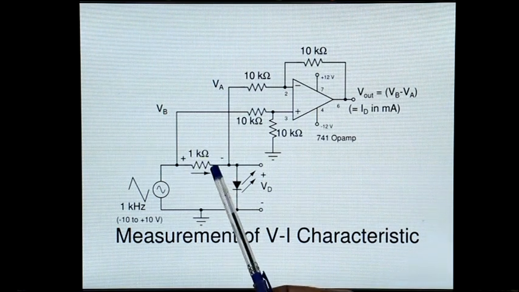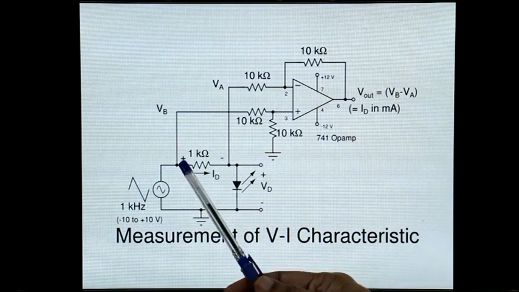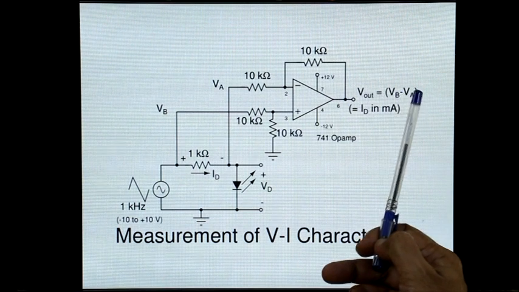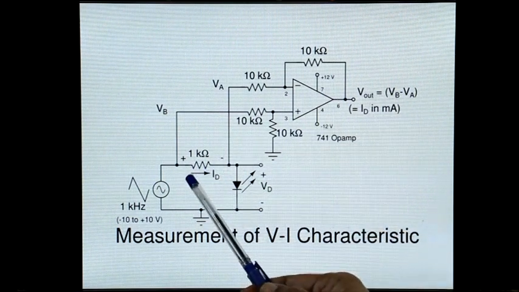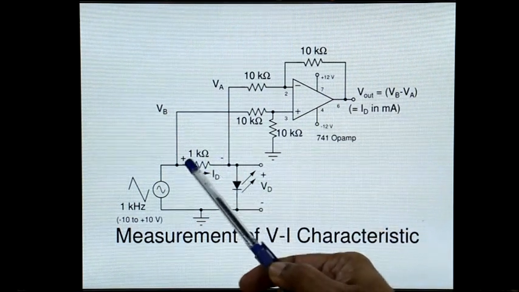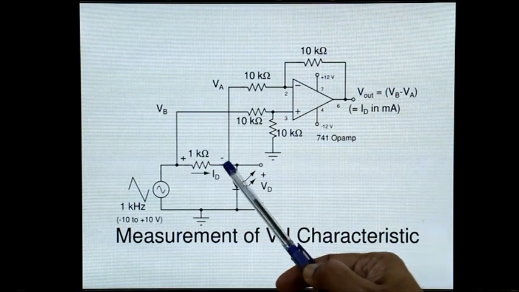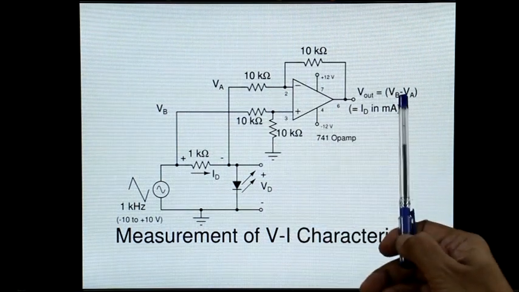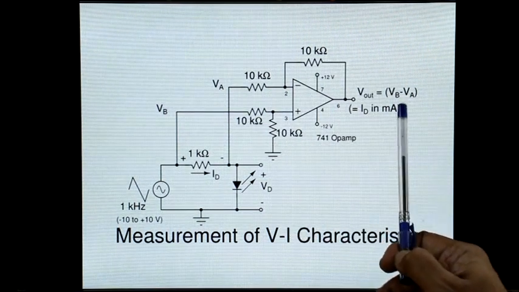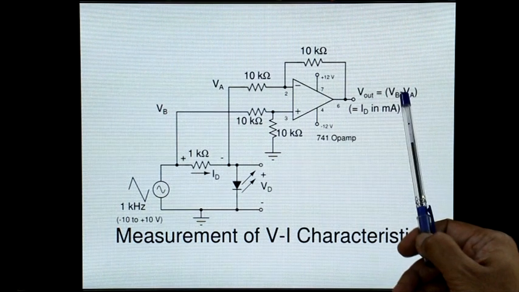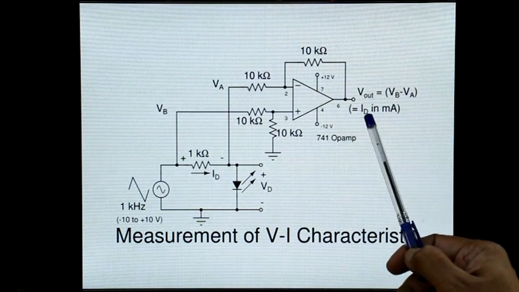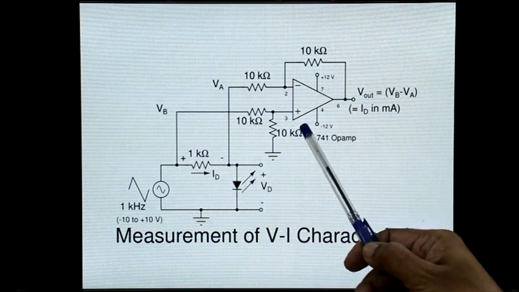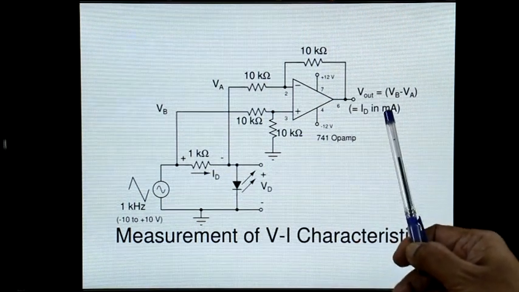What is done by this particular circuit, this circuit we saw already, is that it will give you VB minus VA. So if there is 1 milliamp of current flowing here, there will be 1 volt here with plus minus as shown here. So you will get 1 volt at the output. Therefore this output voltage we can scale as milliamps. The good thing here is that using the difference amplifier, I have converted this current into a voltage signal.